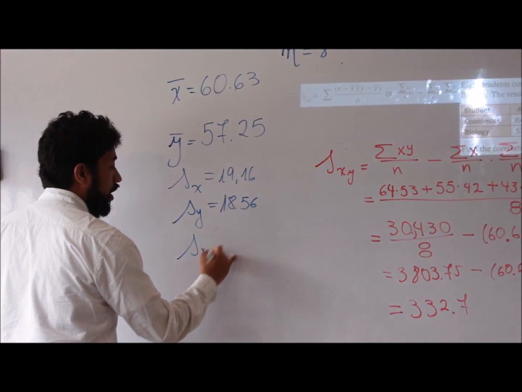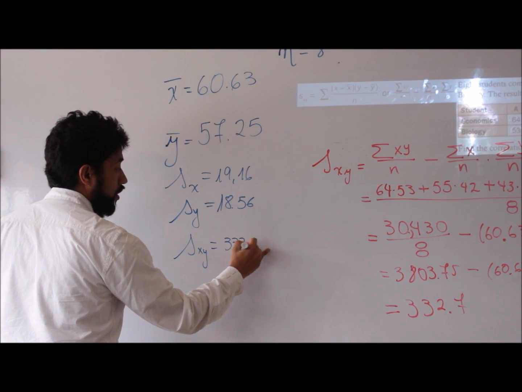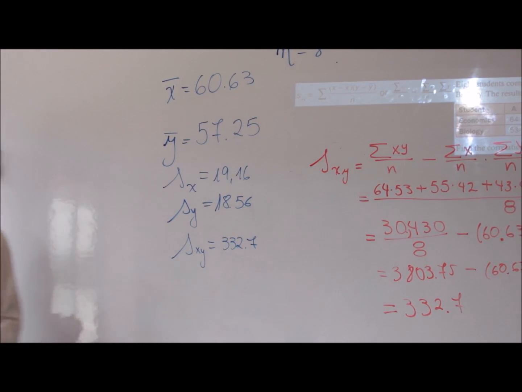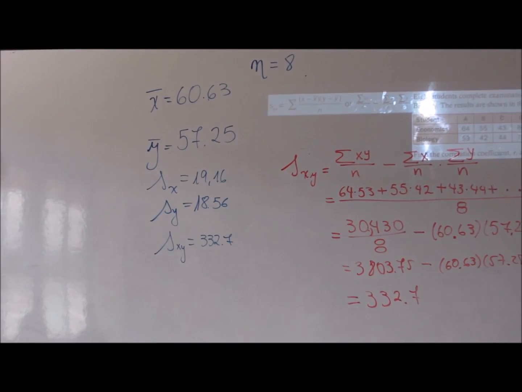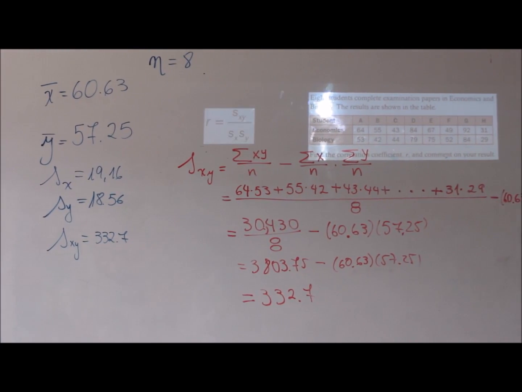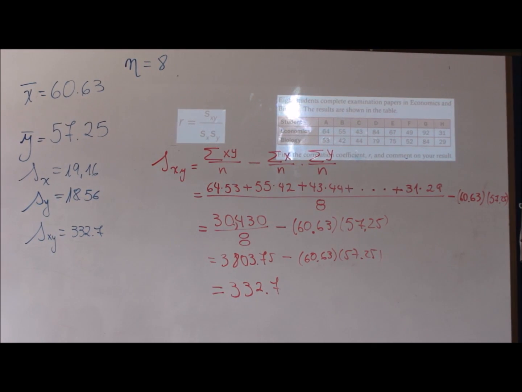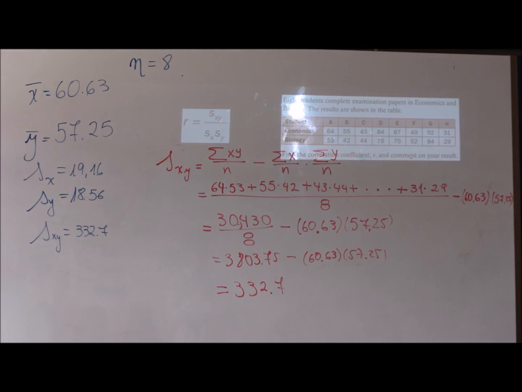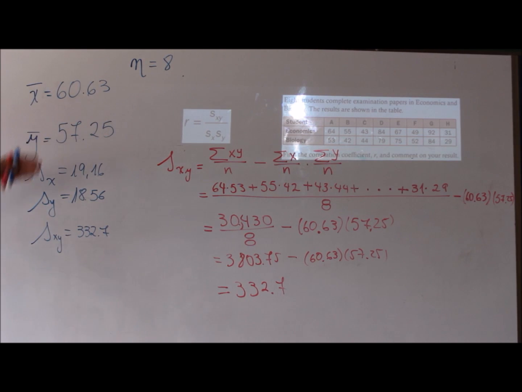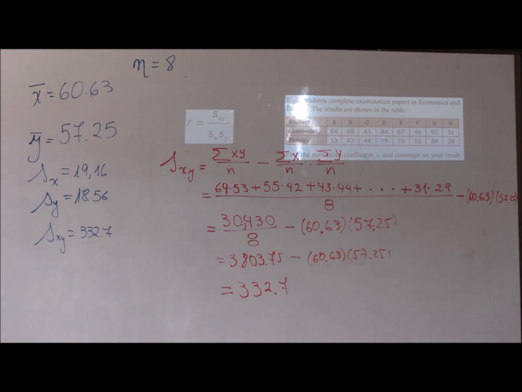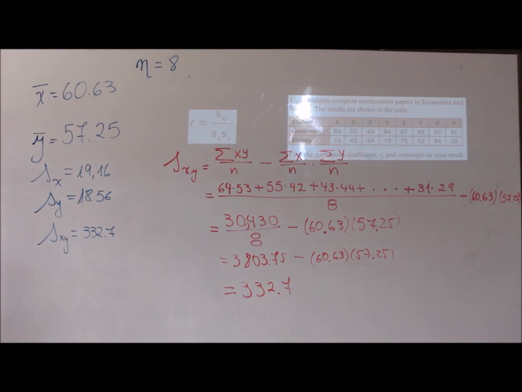S of xy is equal to 332.7. Clear or not? And we finish. We almost finished. No, the R value is missing. The R value is there, and you have the values obtained. So you just have to replace.